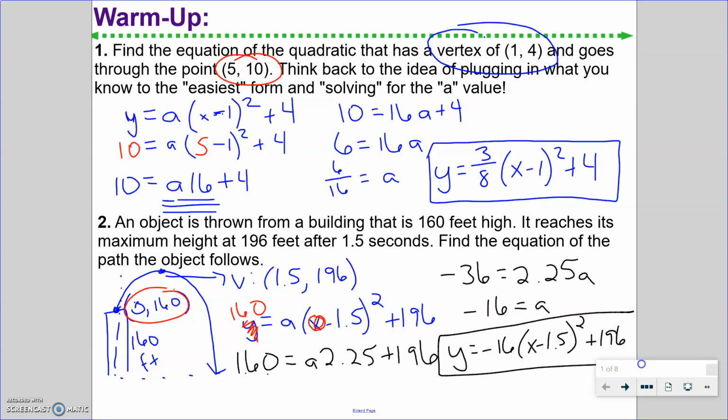If you weren't totally sure how to do the second one when you were practicing this, that's totally fine. But hopefully now you're seeing that it looks a lot like that first one, like that prior knowledge we did back in chapter 8.